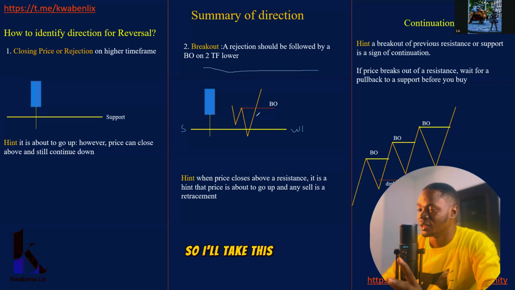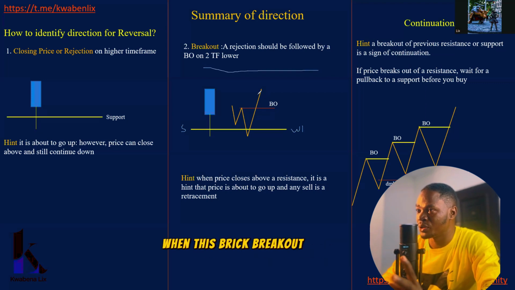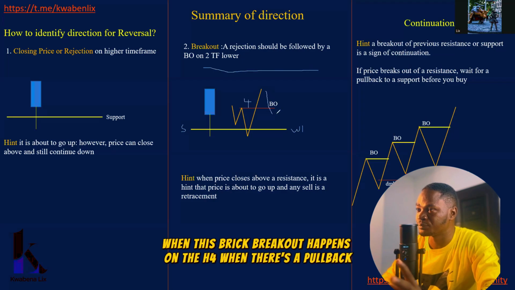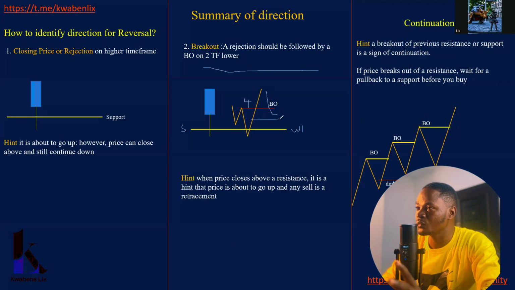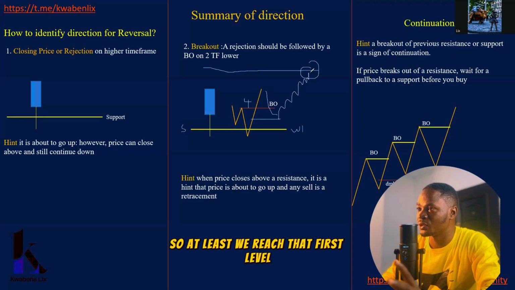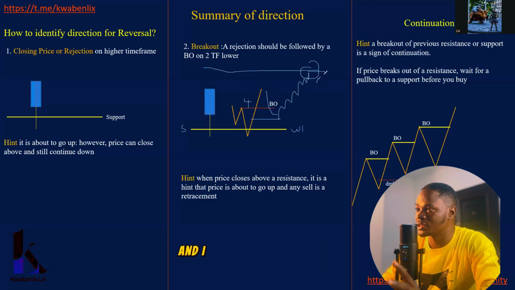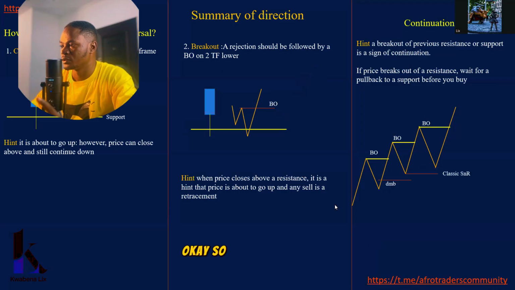So I'll take this. Therefore, when this breakout happens on the H4, when there's a pullback, I want to buy, until at least we reach that first level and observe if there's going to be another rejection and a breakout, and I sell to the nearest SNR. So that's how it's going to be. All right. I hope this is clear.